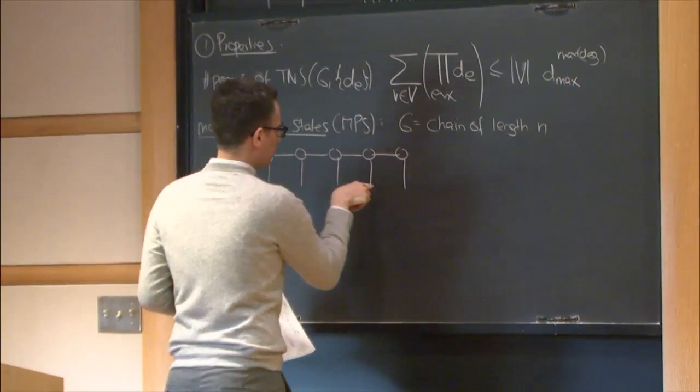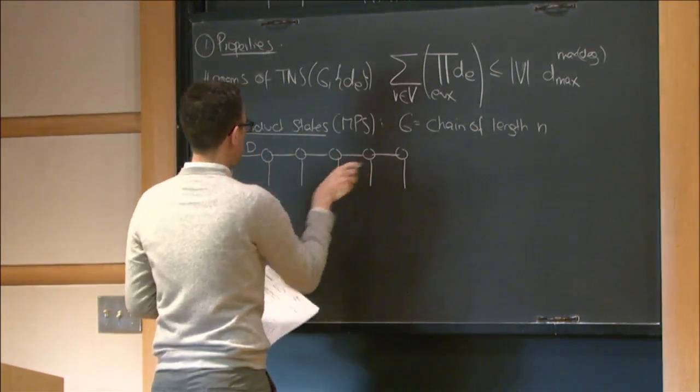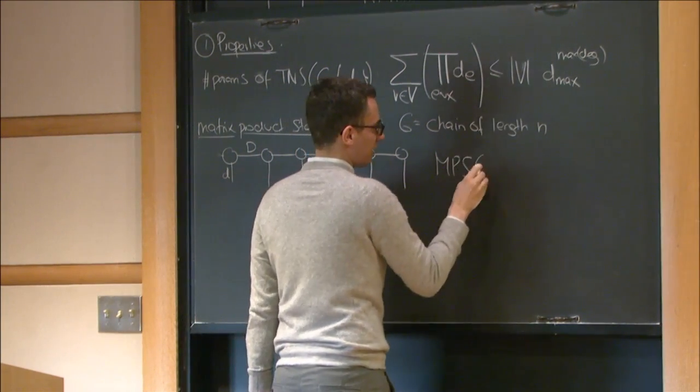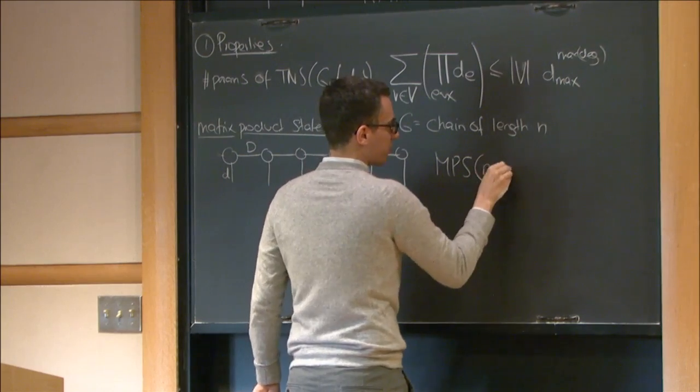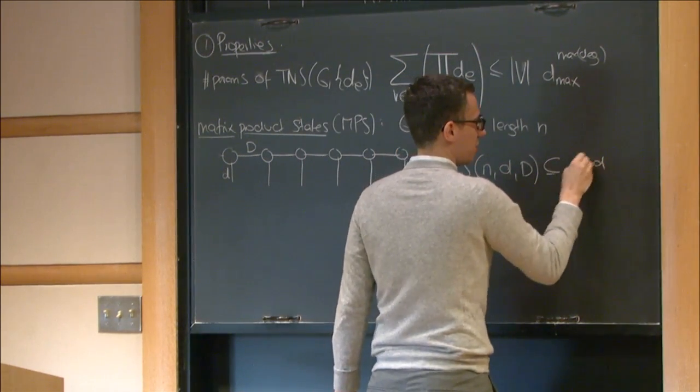So these dangling edges correspond to these vertices in delta. This corresponds to vertices in V, and we get to choose all these tensors. Okay. So here we get some set MPS, parameterized now by the number of sites and these two dimensions. That's a subspace of C^d tensor n.